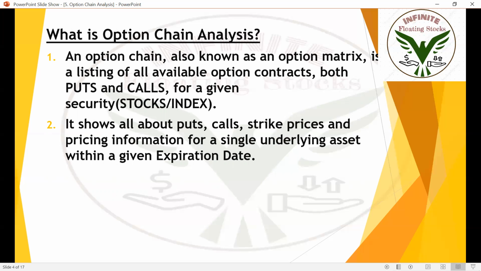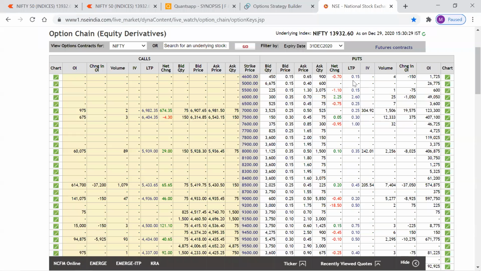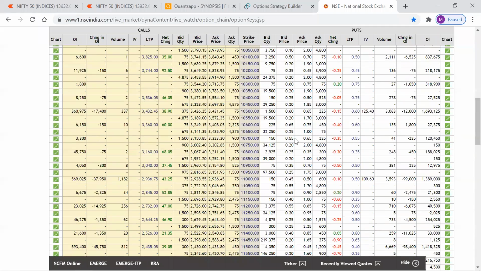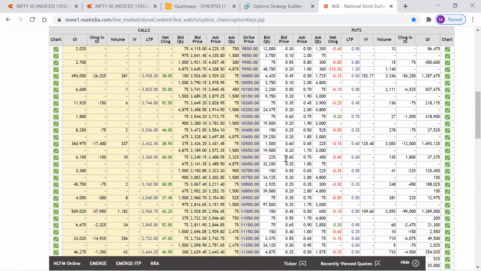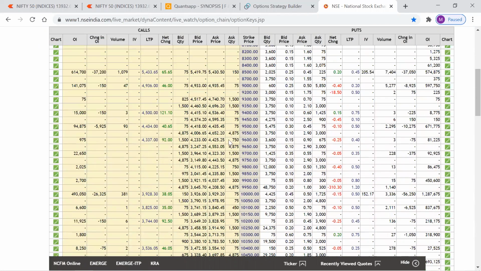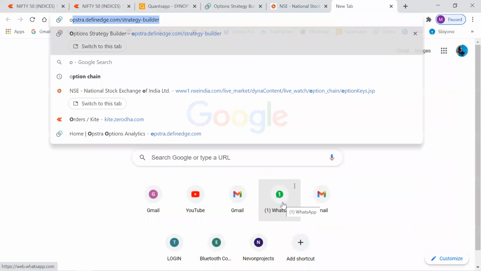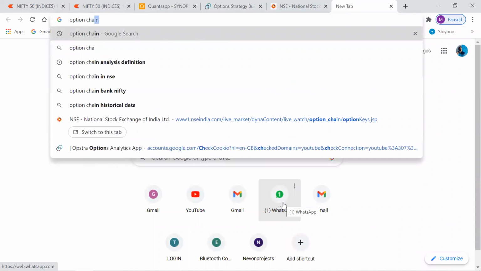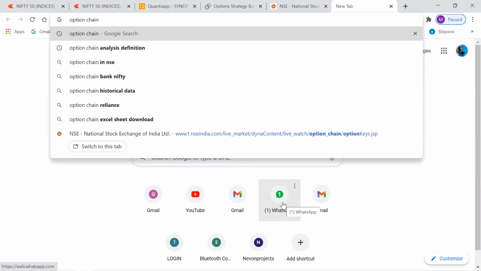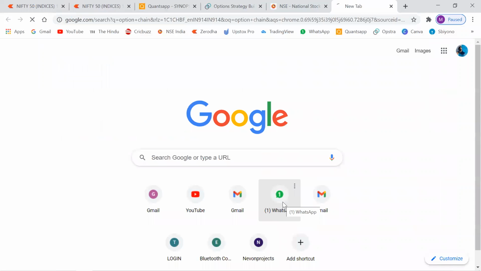An option chain is also known as an option matrix. Why should we call it an option matrix? Simple, wait, I will show you the table. So this is the option chain table. It's very simple. To open this option chain table, you just need to go to Google and type in option chain, and click enter.